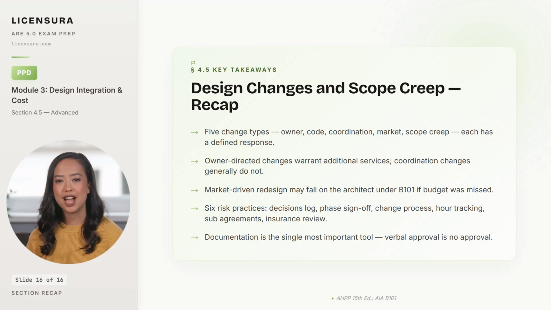6 risk management practices anchor every project. Design decisions log, written phase sign-offs, formal change management, consultant hour tracking, additional services provisions in sub-consultant agreements, and annual insurance review. And finally, documentation is the single most important risk management tool. Verbal approval is no approval. The architect who put the conversation in writing is protected, and the architect who relied on verbal handshake is personally liable when the owner denies the agreement at deposition.